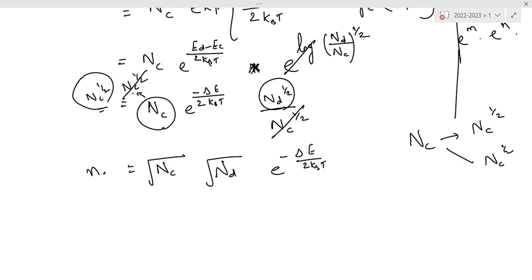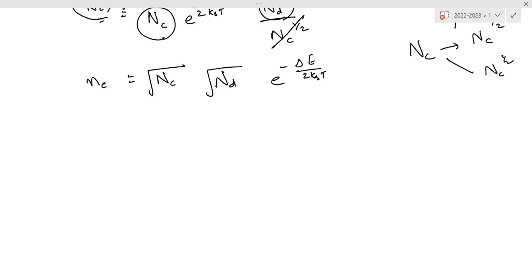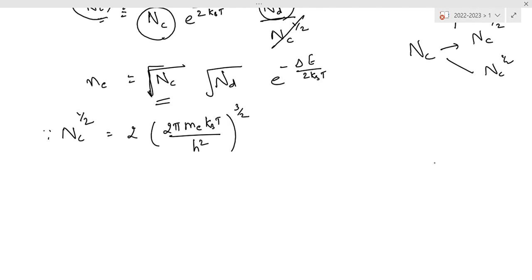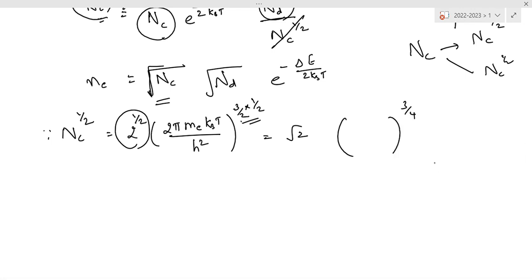So the number of electrons in the conduction band of N-type depends on ND, Nc e power minus del E by 2 kBT, but Nc we need to expand here. What is Nc? Nc is 2 into (2 pi me kBT by h square) the whole power 3 by 2. Then we have square root here, square root in the sense power half. So 2 power half is root 2, and 3 by 2 into 1 by 2 is 3 by 4. Therefore, we have Nc power half can be replaced with this term.